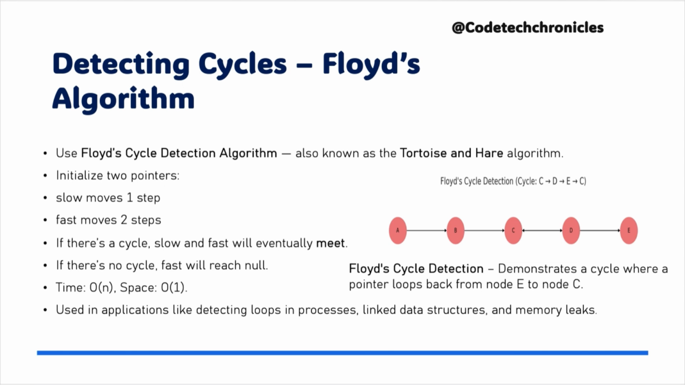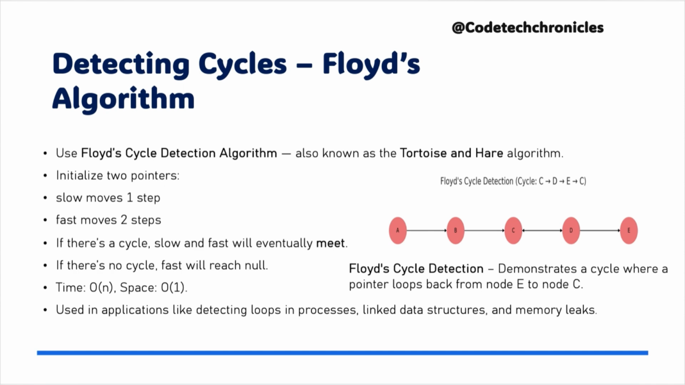Why does it work? It works because of the difference in speed. Think of it like a circular racetrack. If you walk and your friend runs, eventually they will loop around and catch up to you, even if you both start at different points. This meeting point is your signal that the loop exists.